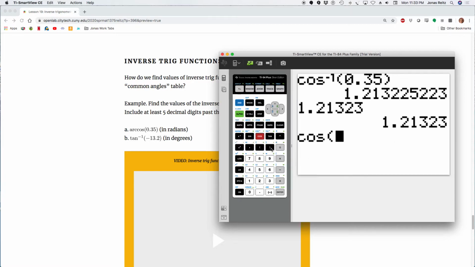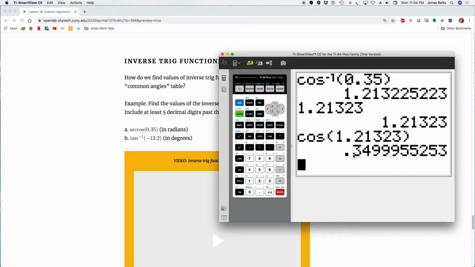Just to verify that I'm not entirely crazy, let's try taking regular old cosine of this number, 1.21323. Now, we did round that off a little bit, but I'm hoping that the answer is going to be 0.35. That's the point of all of this. And you'll see that it's 0.34999, so very close to 0.35. That's just a little rounding off here.